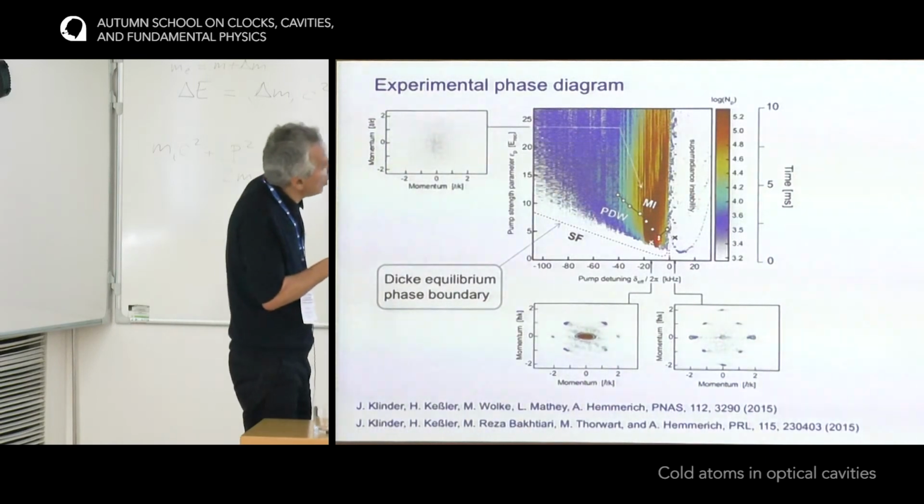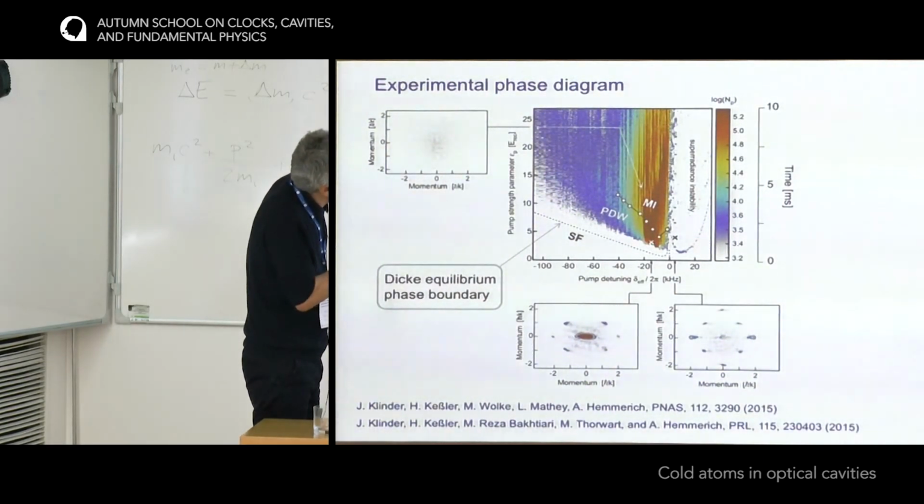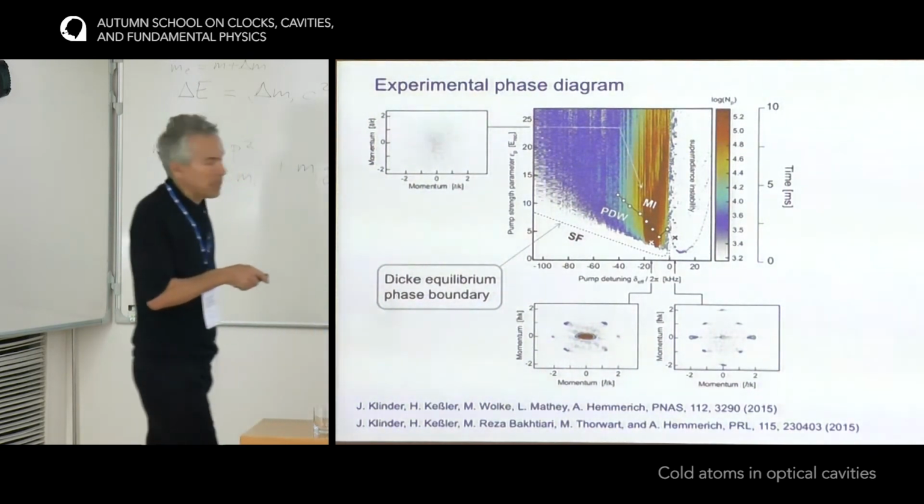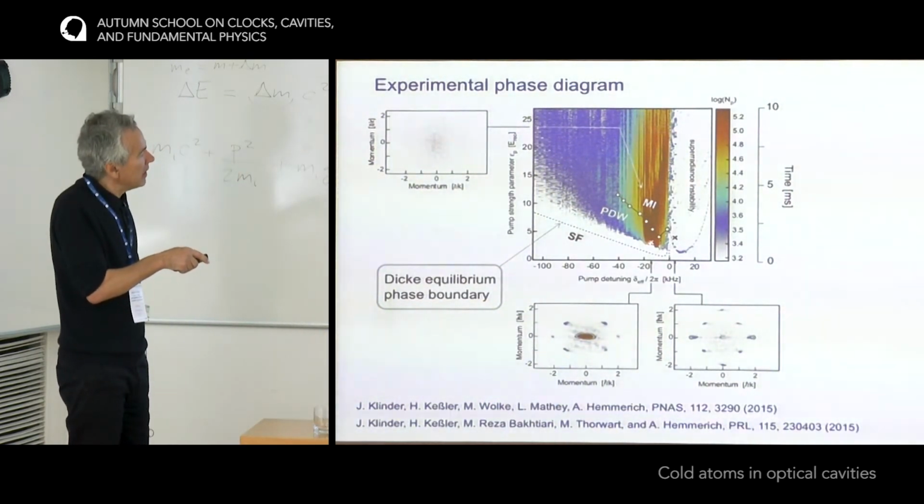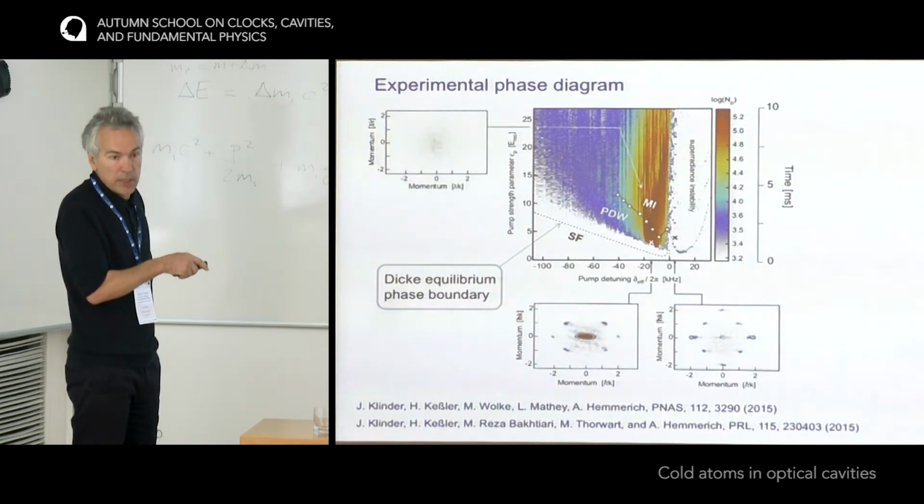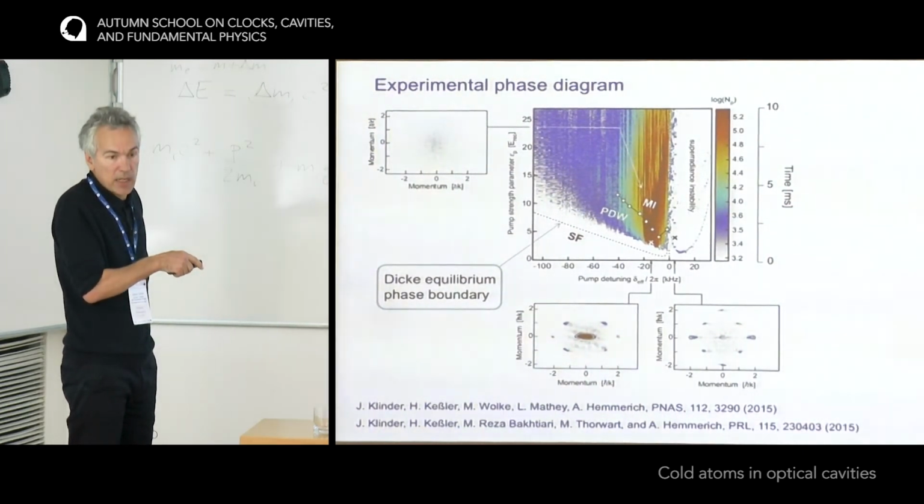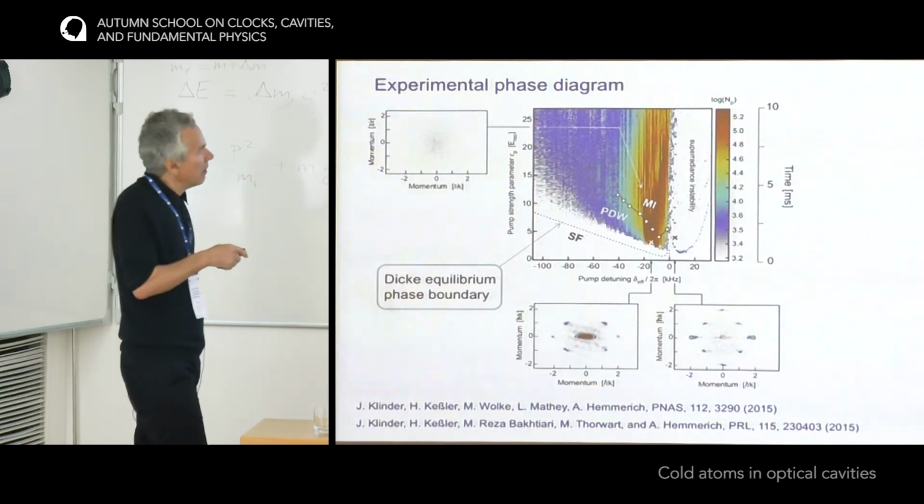And if you go to this position here in our plot, then you can look at the momentum spectrum, and you see that indeed a 2D lattice has been created. You see these Bragg peaks here. These Bragg peaks are just from the pump lattice. They are always there as long as you have a pump lattice.